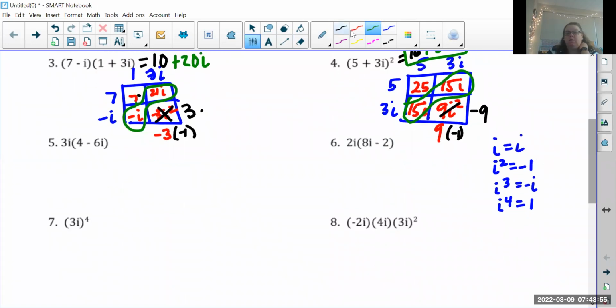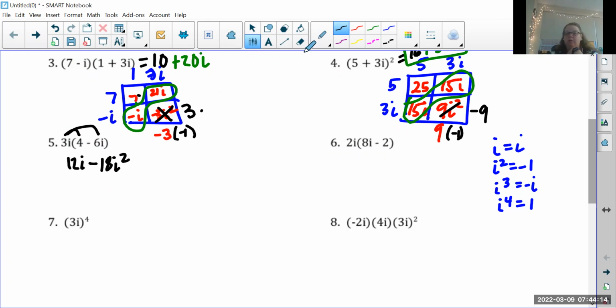All right, the next two, 5 and 7, are different because it's an imaginary times a complex, which means we only really need to distribute. So we're just distributing the 3i to both numbers. And since we're multiplying, we can do 3i times 4. So 3i times 4 is 12i. 3i times negative 6i is negative 18i squared.